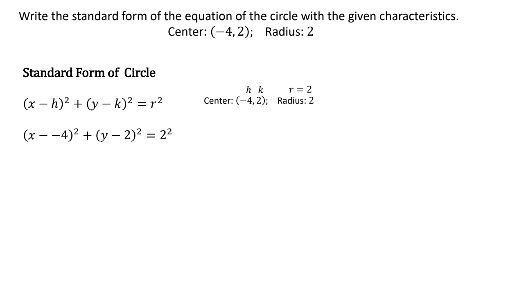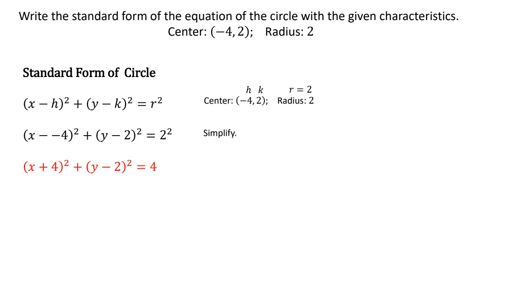Okay, so here I have x minus negative 4, squared, plus y minus 2, squared, is equal to 2 squared. So again, in the first one, a negative with a negative is a positive. So I will have x plus 4 squared. Again, I didn't have to simplify anything for the k value, and 2 squared is 4. And voila, that would be the answer.